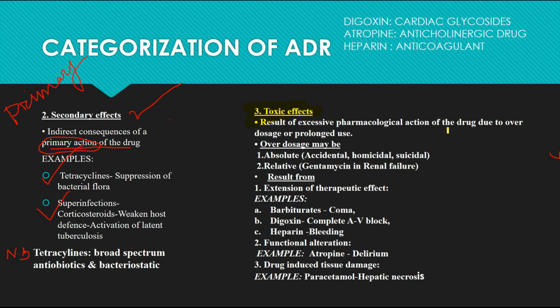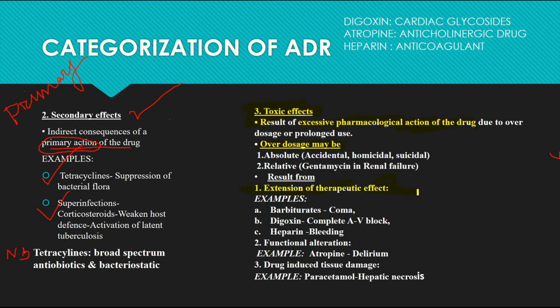Toxic effect, and here what is it? It is an excessive pharmacological action of the drug. So this is the highlighting point. Now here we will come down to overdosage. Overdosage may be absolute or relative, and it may result from an extension of the therapeutic effect. That we can also write.